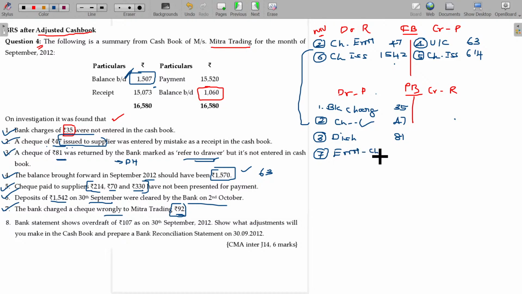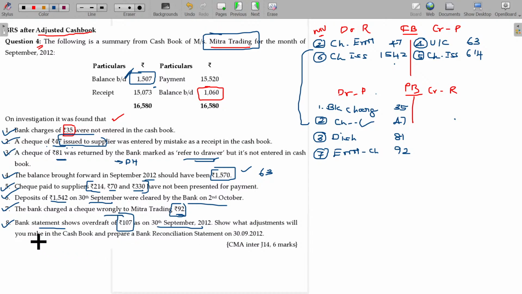That value being 92. Am I right? That value being 92. Clear? So the payment is for somebody else. Somebody else's payment, banker has charged in Mitra Trading account. Wrong. It's a banker error.